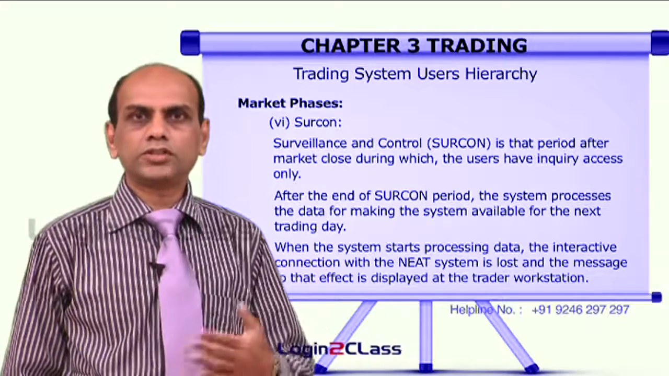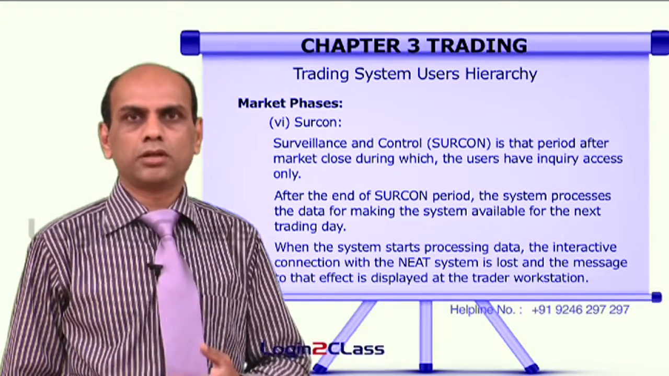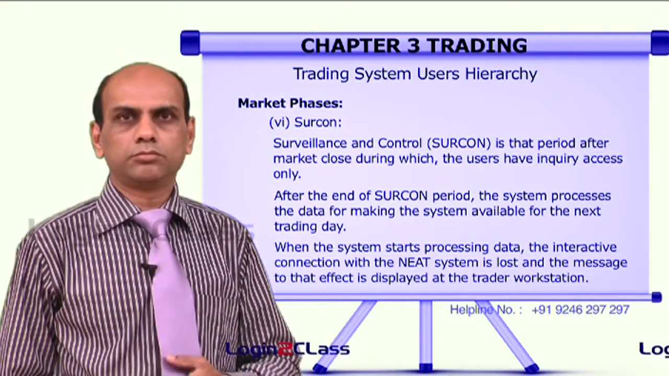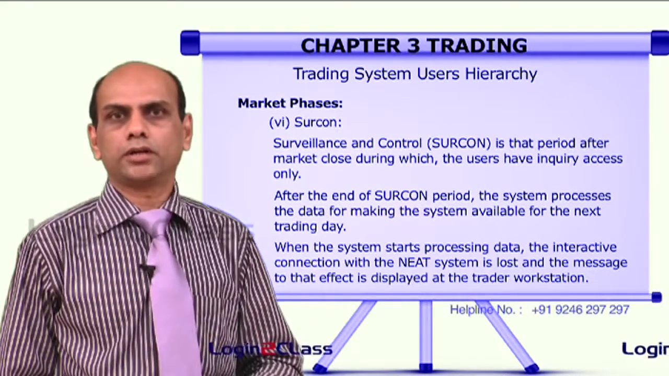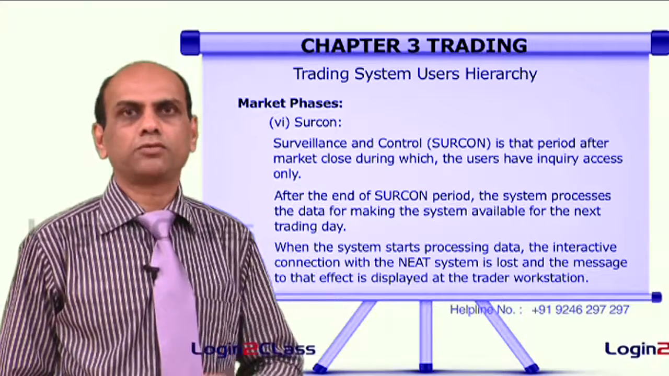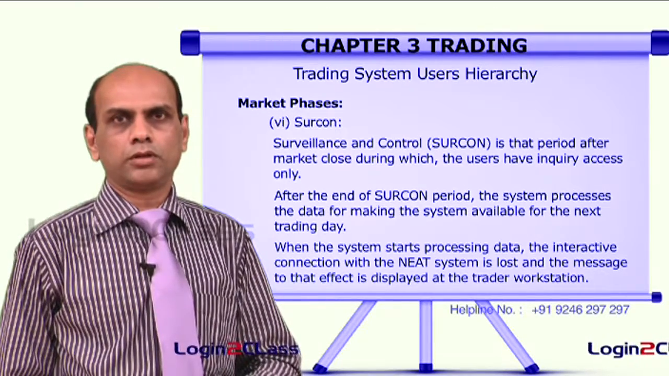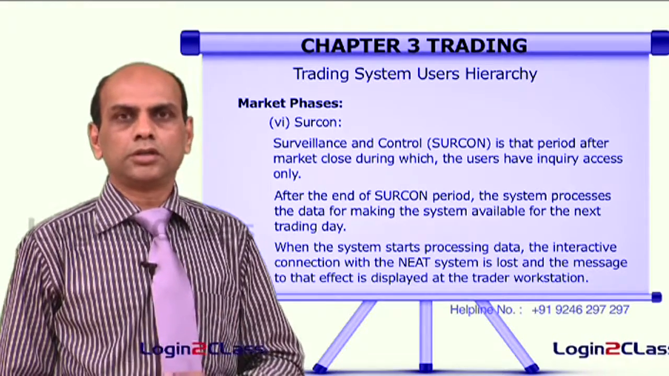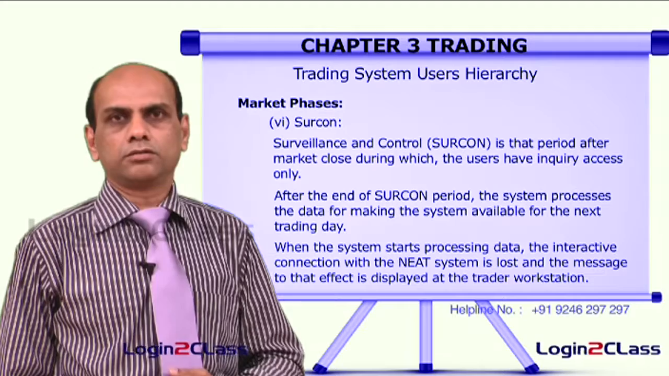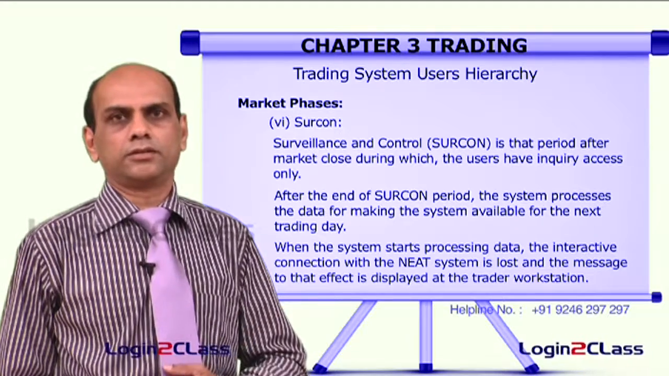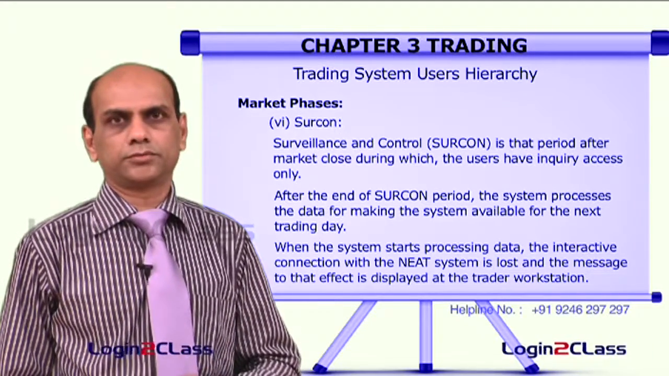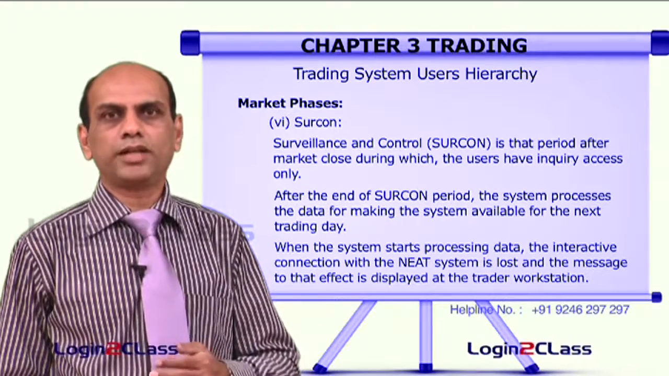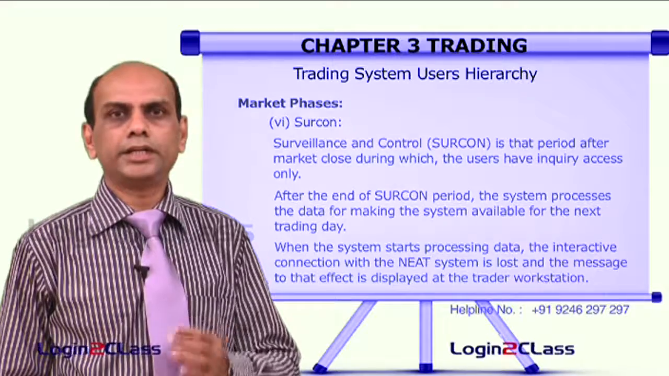That is, the processing of the transactions which have happened today gets into action, and the NEAT system will not be functioning at the trader end to do any sort of transactions. Once these transactions are finalized and processed, the NEAT system gets ready for the next day. This is what is called the shutdown period. These are the 6 phases which take place during any trading day.